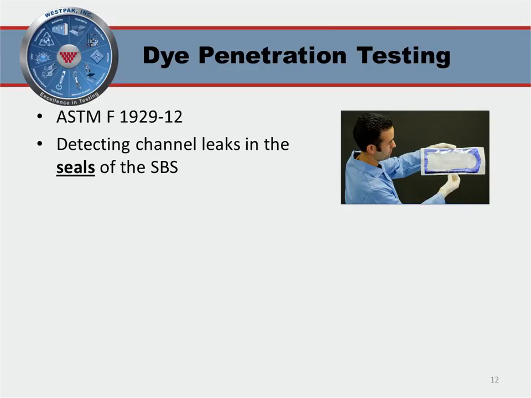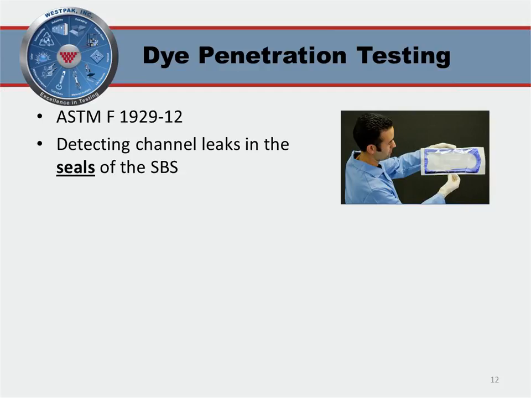So if there are any breaches in the surface of your pouch or tray, you're not likely to find them with this method. A question we get a lot is, which test should I do on my package, bubble testing or dye penetration testing? If you have a choice between dye and bubble, we're always going to recommend bubble testing since it tests the entire package. Now, if you're just trying to validate your seals for your pouch or tray, say for an IQ, OQ, PQ or something like that, then dye penetration would be a good choice. Otherwise, go for bubble testing.